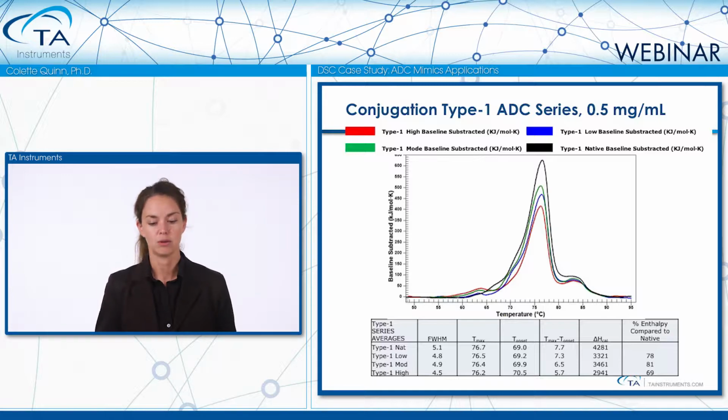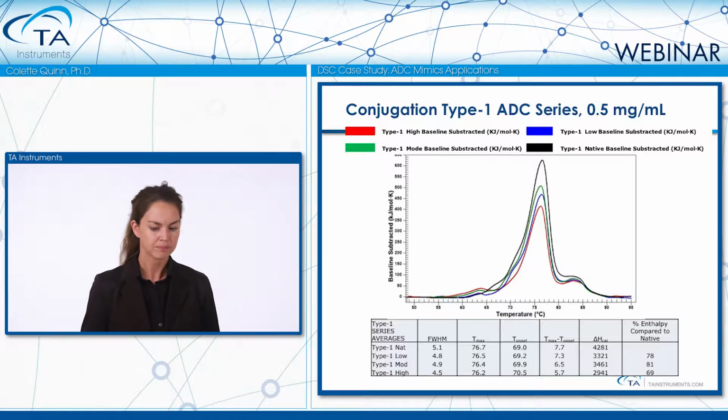Now the question is, how many do we have linked on there? Can we tell a difference between a low versus a high linkage of that drug? Can we tell that we have 2 linked on, 4 linked on, 6 linked on? Or at least have an idea of a low load versus a high load, so then we have an idea of the efficiency of that drug being attached to the antibody.